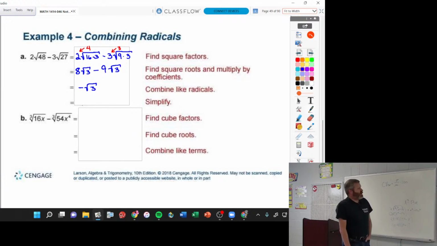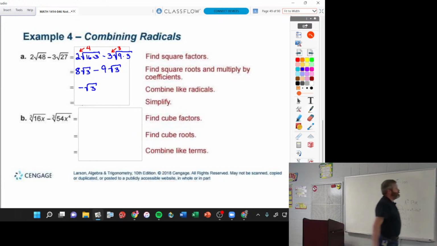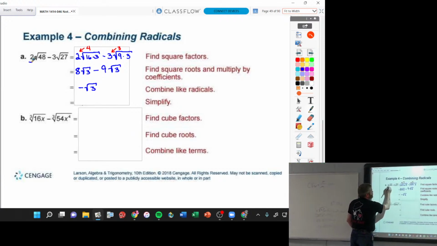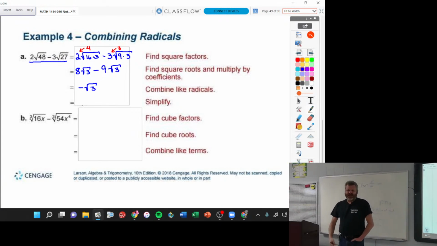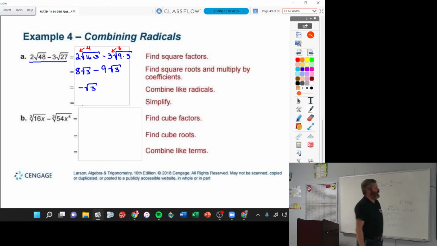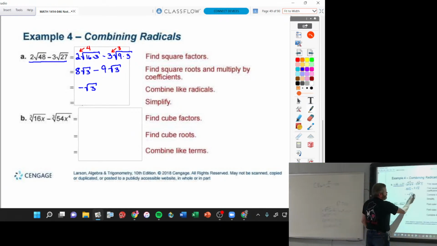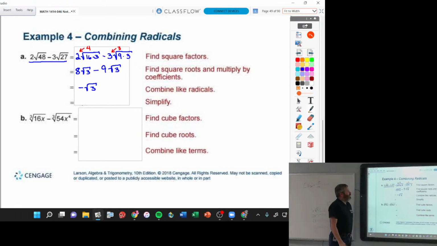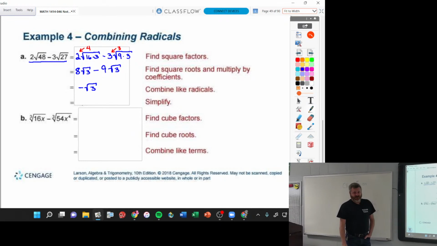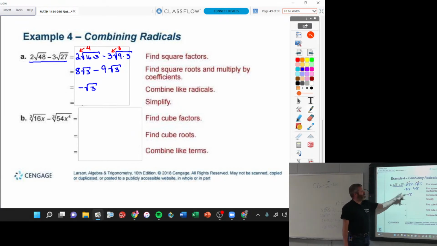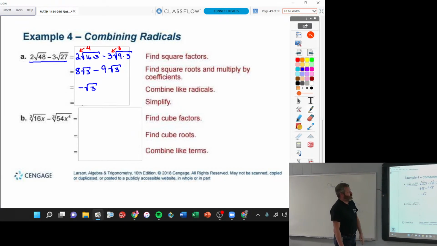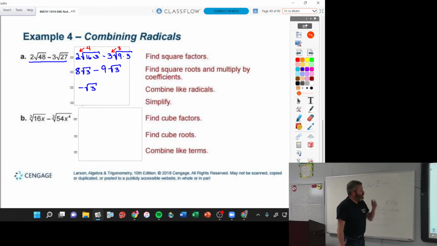A little suggestion for you. If you want to be able to check your answers, simply type the original problem, 2 square roots of 48 minus 3 square roots of 27, into your calculator and get a value. It's going to be some ugly decimal. It doesn't matter. And then type in your answer. Hopefully it's the same ugly decimal answer, right? If you get the exact same decimal answer or the exact same whatever answer happens to be on this, you know you've got the problem right.